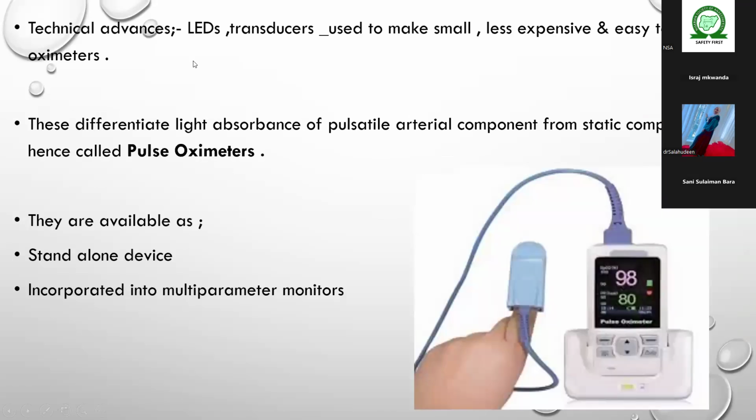But with modern technical advances, light emitting diode transducers made small, less expensive, and easy to use oximeters. Not just that, these can differentiate light absorbance of pulsatile arterial components from static components. Hence, it is called a pulse oximeter because the absorbance, the transmitted light, and the transducer take the analysis from our arterial pulse. They are available as standalone devices and also incorporated into multi-parameter monitors.